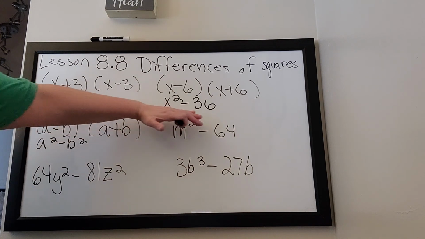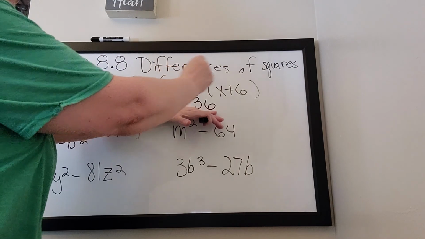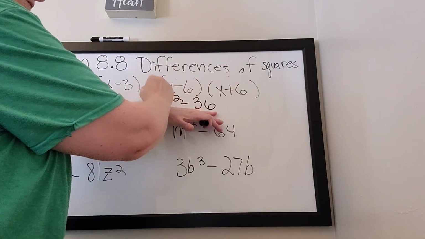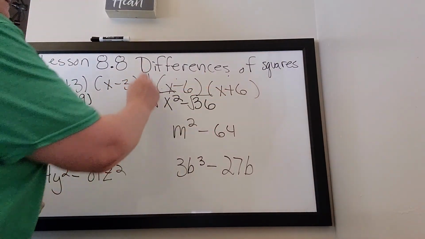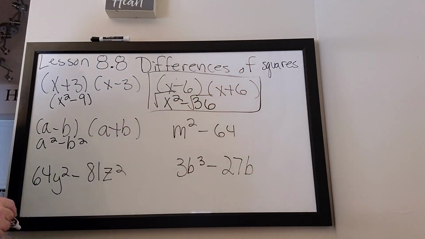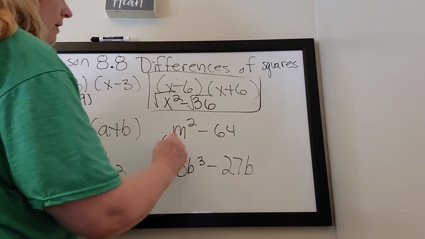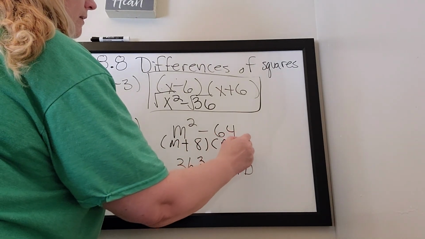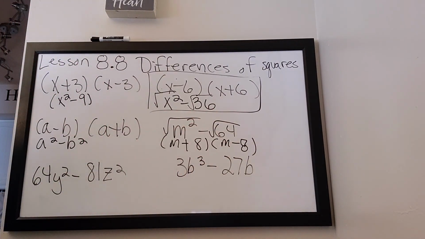So here, when we're given perfect squares with subtraction in the middle, then we're going to go opposite. So it's going to be this, x minus 6, x plus 6. Take the square root of both of them, 1 plus, 1 minus. So this becomes this. Here's another example. M squared minus 64, so it's m plus 8, m minus 8. Take the square root, 1 minus, 1 plus.